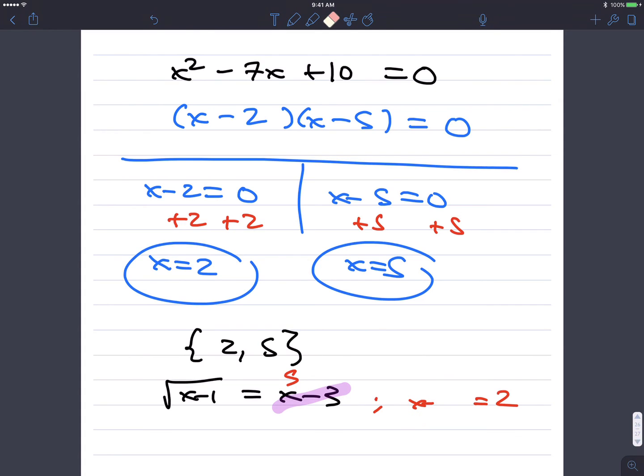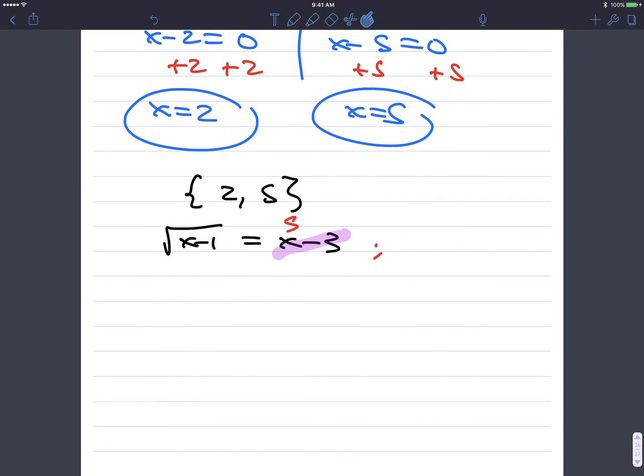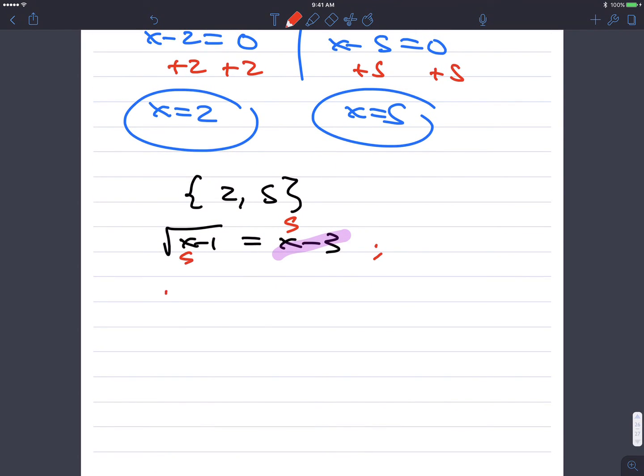It's hard to see. Let me just point this out to you. Plugging in x is 5 gives me the square root of 5 minus 1 is 5 minus 3. The square root of 4 is 2. That's a true statement, and that should be something we actually realize because 5 minus 3 is a positive 2 on the right side. So it's non-negative. Now, consider that idea: on the right side, it has to be non-negative.